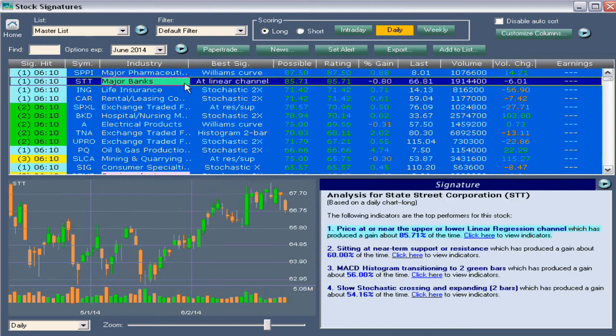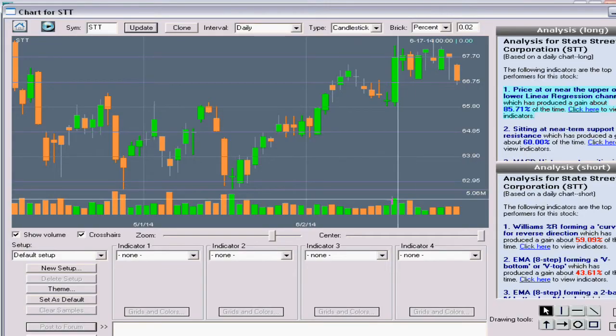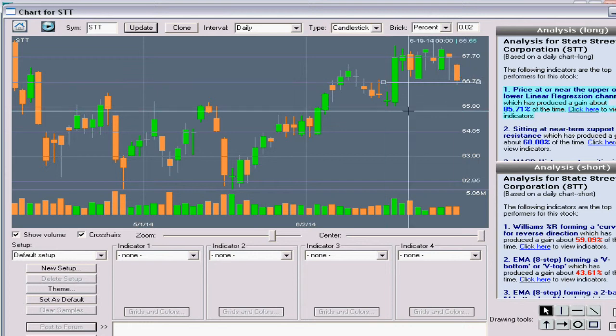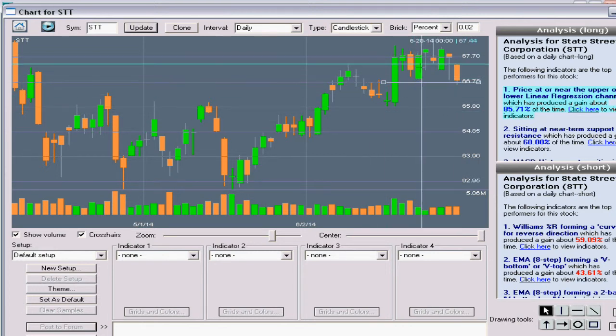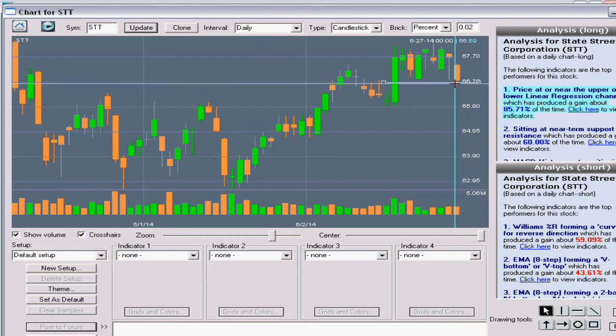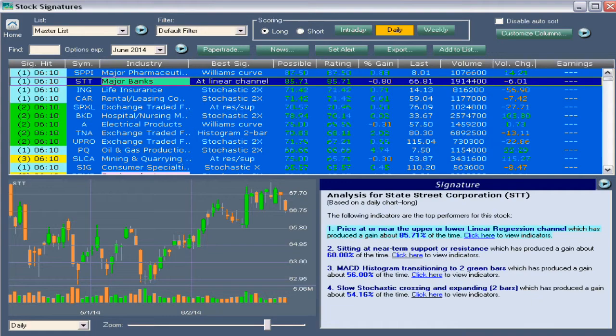Let's go down to the next one. What's good about this one is it's sitting on support. How do I know that? Well, I can just tell by looking at it because the support line is right there. In the past, when it's hit that mark, it's rallied, okay? And it's right at that mark again right now. So that's a good one for a bounce.